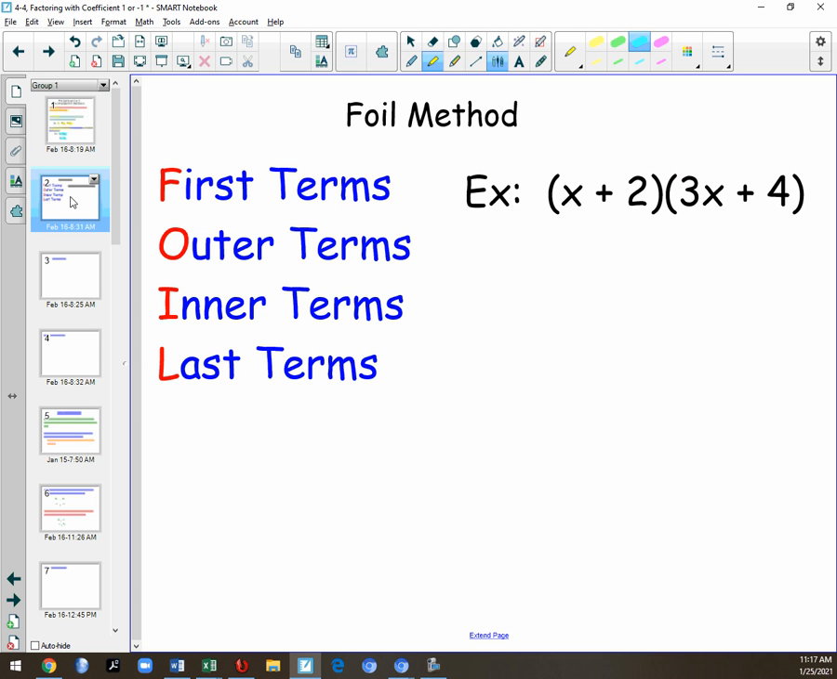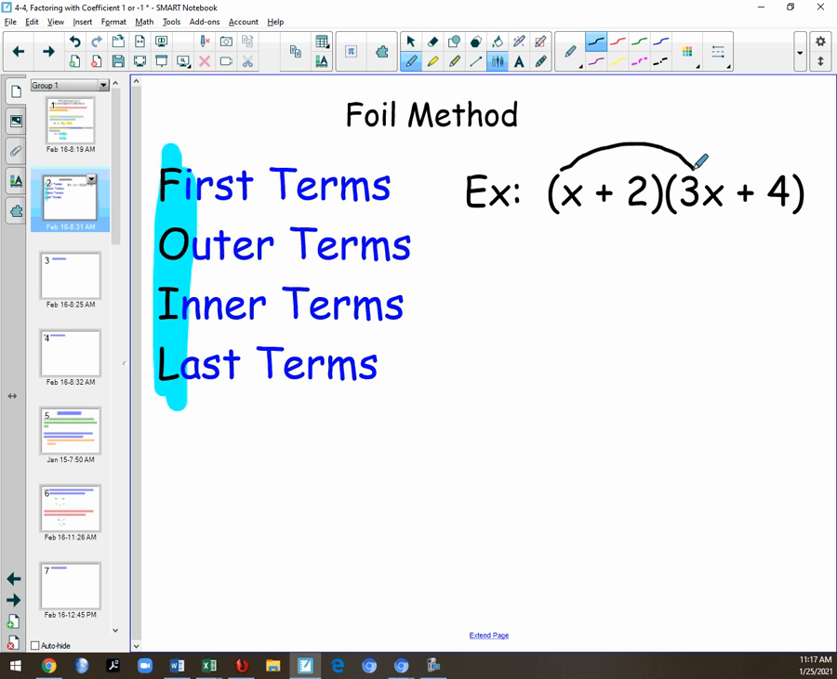Okay. Now, back in the day in Algebra 1, you learned the FOIL method. The FOIL method stood for first, outer, inner, last. That was your FOIL method. First, outer, inner, last. Now, super duper important that your brain gets this. So I'm going to teach you, and we're going to go back to what we've learned back in the day.